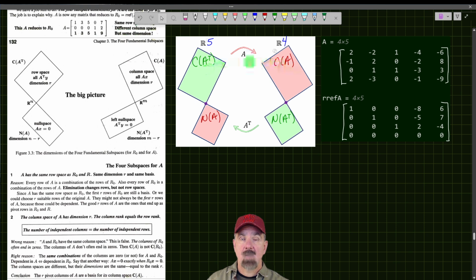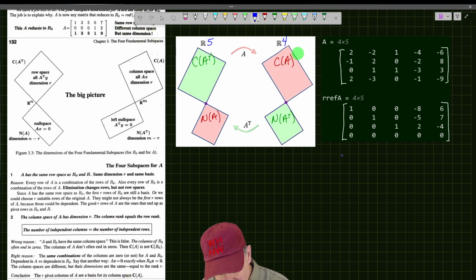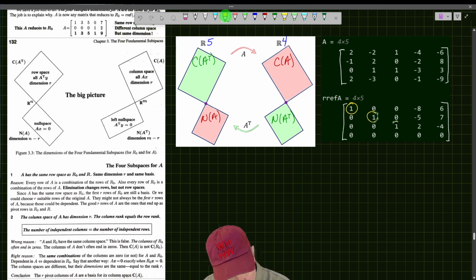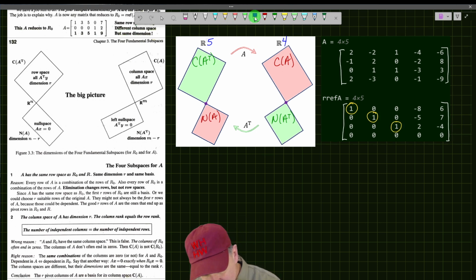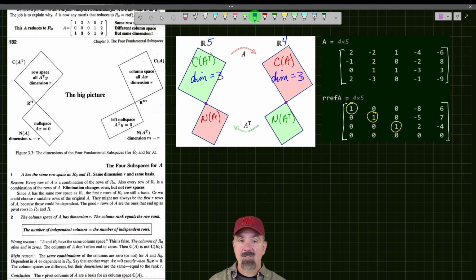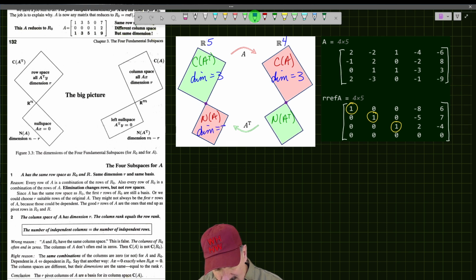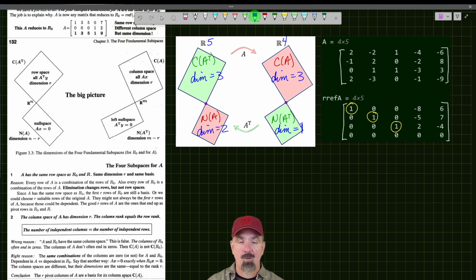Start at the top with the column spaces. That's just equal to the rank. And we can tell immediately what the rank is. We have 1, 2, 3 pivot columns. And so the rank is 3. So the dimension here is 3. And of course the dimension here is 3. And now it's just a matter of difference. So we know the dimension down here is 2 because we have to sum to 5. And we know the dimension down here is equal to 1 because we have to sum to 4.